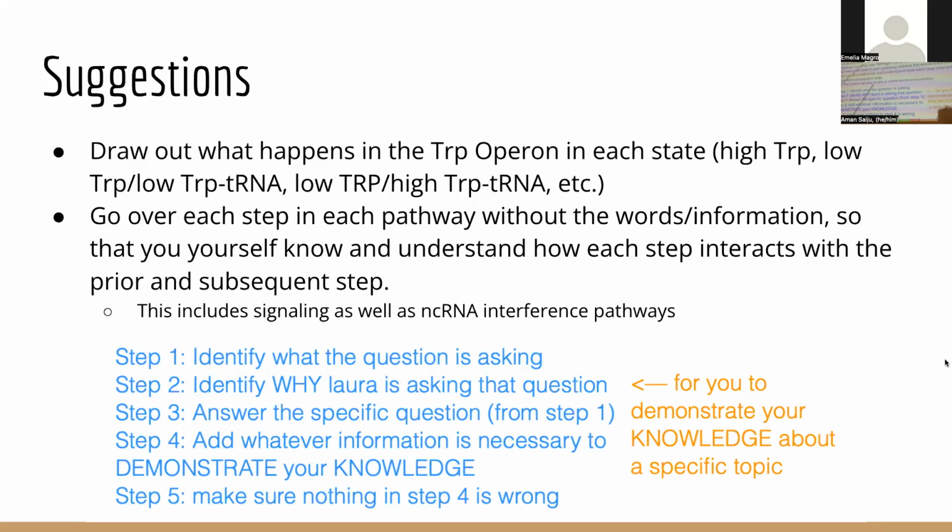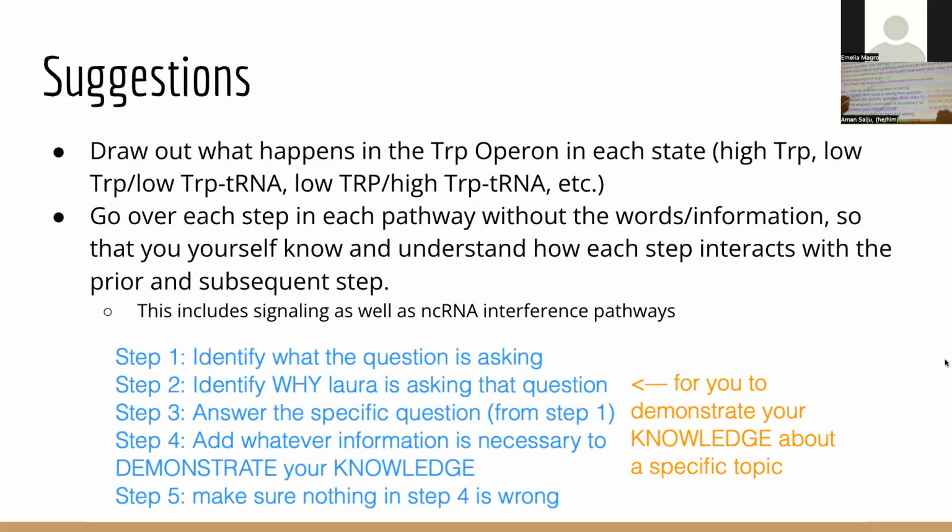When you have high trp, high trp and low trp tRNA, and low trp and high trp tRNA, draw those three states out. Draw what's bound to the DNA, what's not bound to the DNA, and what the end result is. What happens to the RNA? What happens to the attenuation state? If you can go over all of those three states and understand what that means for what's bound and not bound to the DNA and or mRNA, and how that affects the outcome, you'll be all set on the trp operon.